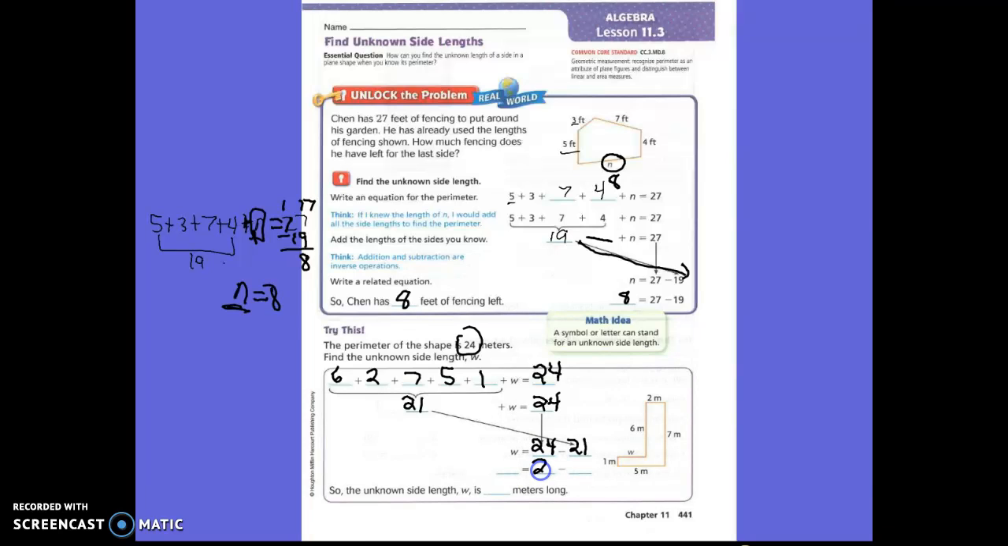What is 24 minus 21 equal? 24 minus 21. What's 1 minus 4? 3. Sorry, not 1 minus 4, but what's 4 minus 1? 3. Okay. And 2 minus 2 is 0. So we just have 3. Right? So the W equals what? 3. So the W is 3 meters long.